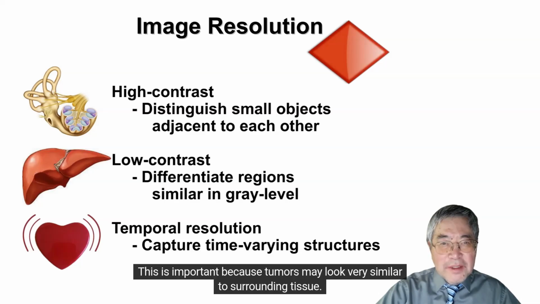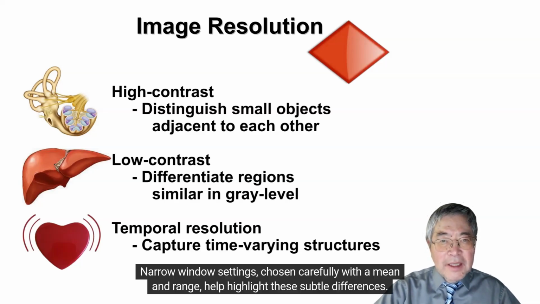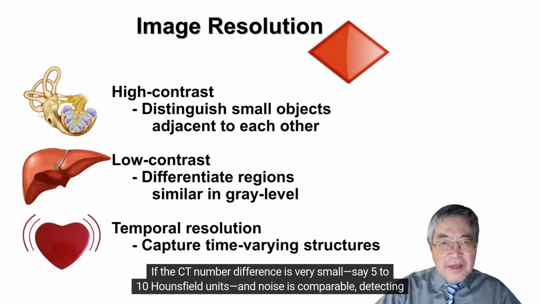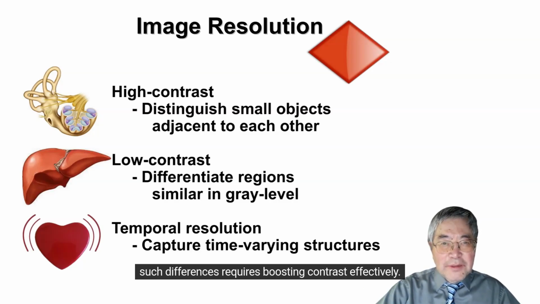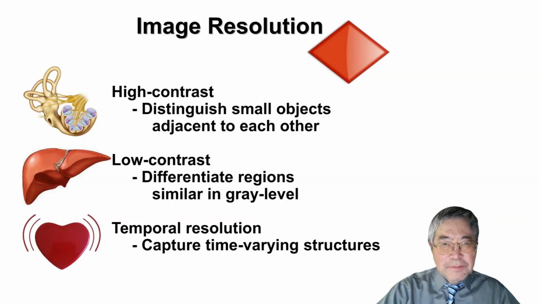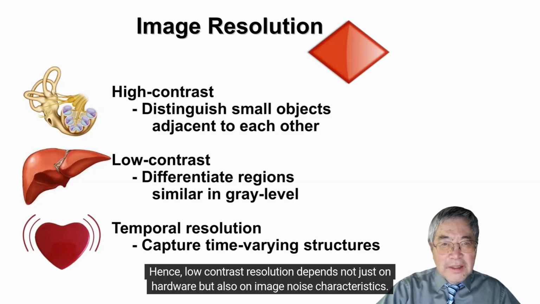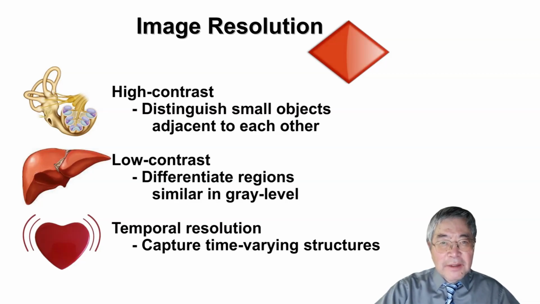This is important because tumors may look very similar to surrounding tissue. Narrow window settings chosen carefully with a mean and range help highlight these subtle differences. If the CT number difference is very small, say 5 to 10 Hounsfield units, and noise is comparable, detecting such differences requires boosting contrast effectively. Hence, low contrast resolution depends not just on hardware but also on image noise characteristics.